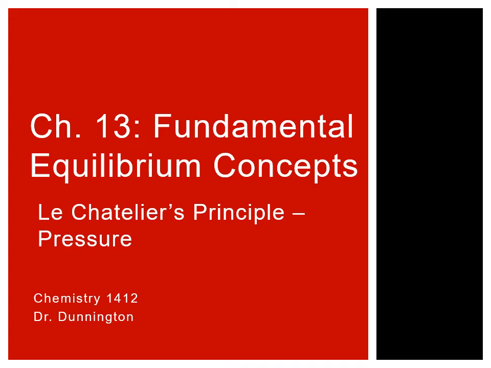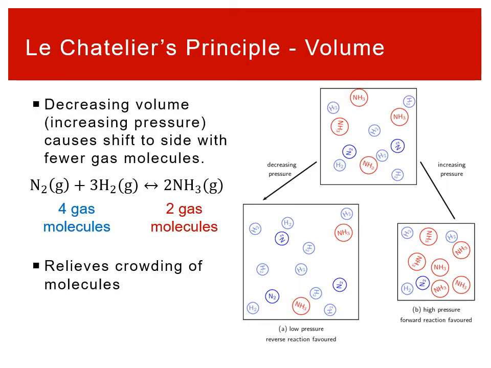Final type of change that can be predicted using Le Chatelier's principle is changing pressure. So really, it's pressure or volume, because in this world, we're going to be affecting gases. So we're going to be affecting gas molecules, and we know based off of Boyle's law that decreasing the volume is the same thing as increasing the pressure, or vice versa. So we're going to talk about these things interchangeably.